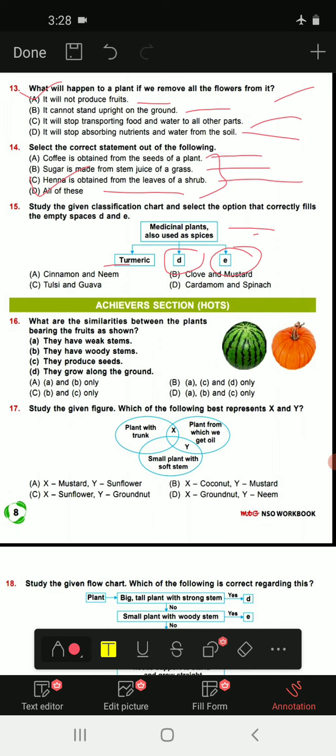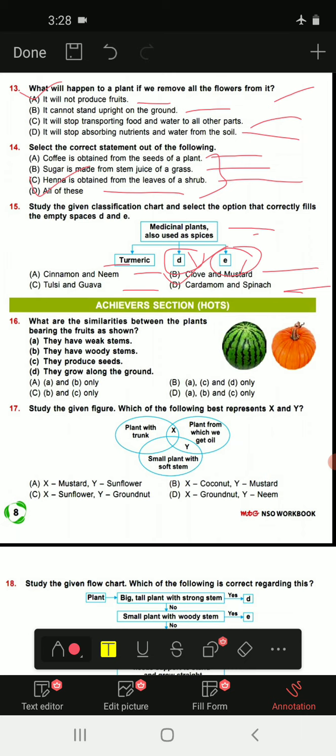So the options. Option A, cinnamon and neem. Option B is clove and mustard. Option C is tulsi and guava. Option D is cardamom and spinach. Which option is correct? Option B, that is clove and mustard. So D is clove and E is mustard.